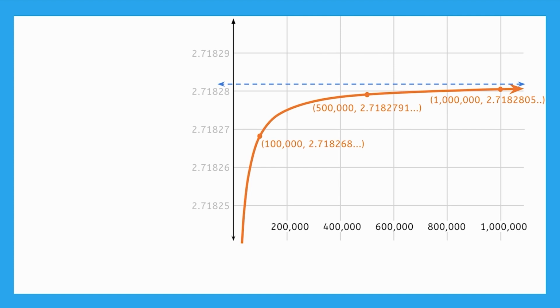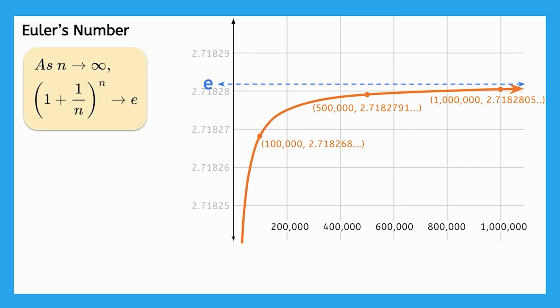The exact number this expression approaches is actually a very special number in mathematics called Euler's number, which we represent with the letter E since it is irrational and we can't write out its decimal form. The number E is named after the Swiss mathematician Leonhard Euler, who made huge contributions to the various fields of mathematics. One formal way of defining E is as the number that 1 plus 1 over n to the nth power approaches as n approaches infinity.